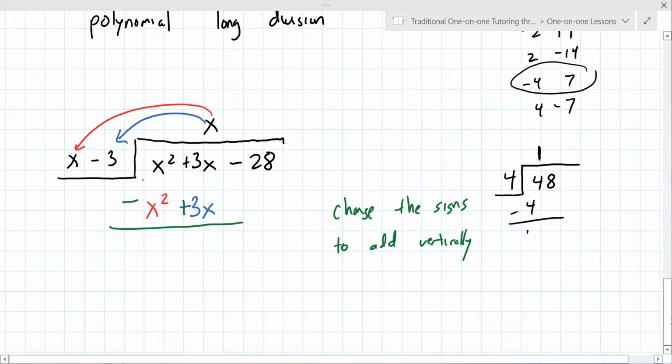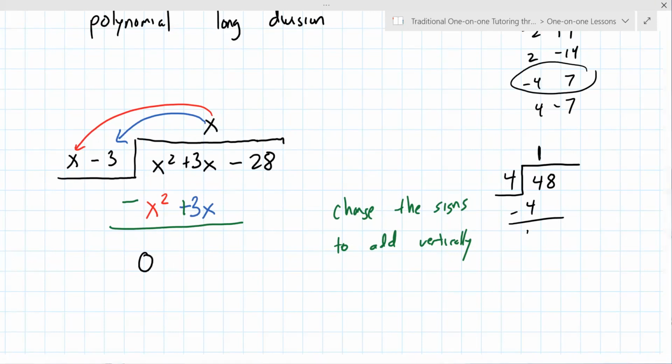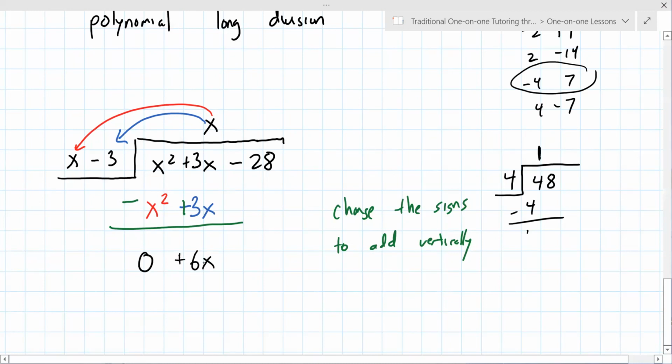All right, so what you should always get is 0 in that first position, because the whole point of what you're putting up here in the top is so that it cancels out when you're working through this. So what is 3x plus 3x, this middle term here? It would be 6x. 6x, yeah. And just like in long division, you bring down the next term.